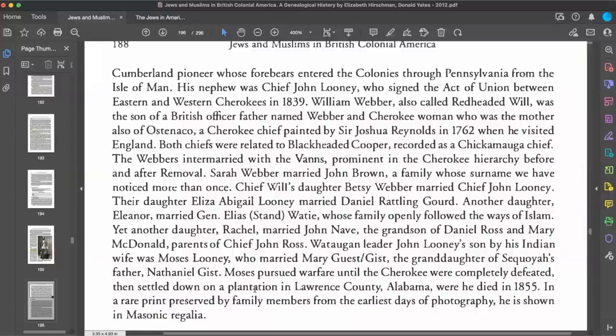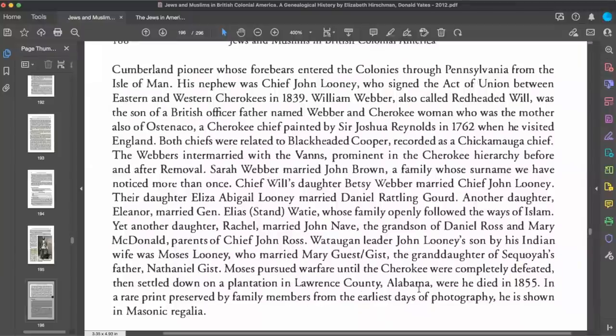Their daughter, Eliza Abigail Looney, married Daniel Ratliff Gordon. Another daughter, Eleanor, married General Elias Stand Watie, whose family openly followed the ways of Islam. Yet another daughter, Rachel, married John Nivi, the grandson of Daniel Ross and Mary McDonald, parents of Chief John Ross. Watagan, leader John Looney's son by his Indian wife, was Moses Looney, who married Mary Gist, the granddaughter of Sequoia's father, Nathaniel Gist. Moses pursued warfare until the Cherokee were completely defeated, then settled down on a plantation in Lawrence County, Alabama, where he died in 1855. In a rare print preserved by family members from the earliest days of photography, he is shown in Masonic regalia.